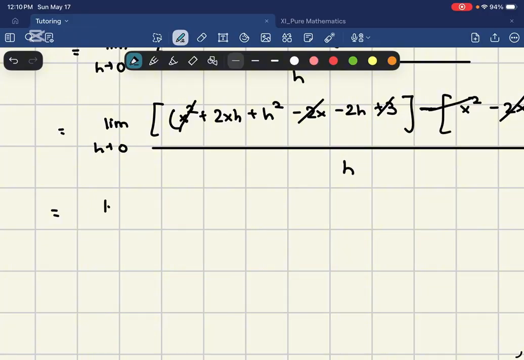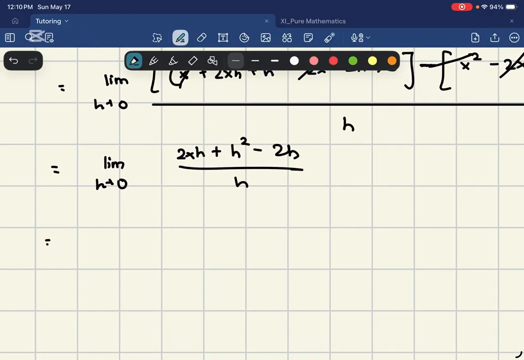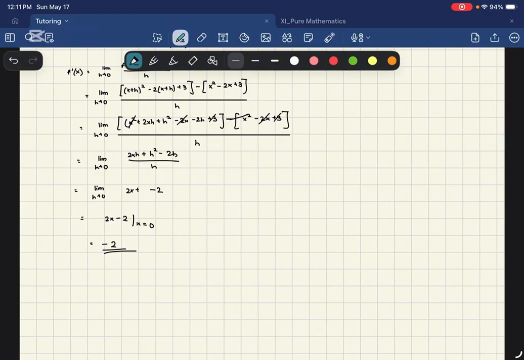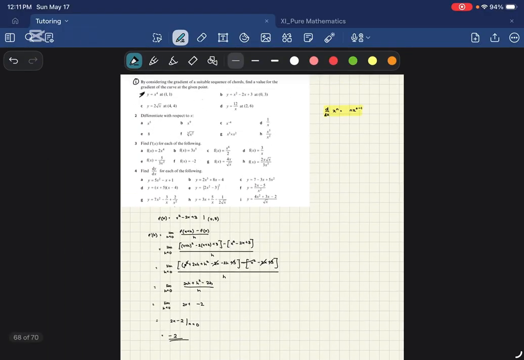So we have limit as h tends to 0, 2xh plus h squared minus 2h divided by h. And this is limit as h tends to 0, 2x plus h minus 2. And if h is getting closer and closer to 0, this is getting closer and closer to 0. So we have finally 2x minus 2. And when you substitute x is equal to 0, you get negative 2. So using the definition, we get the same answer. All right.